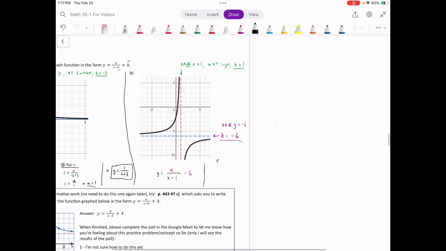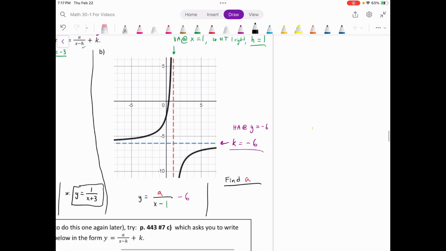So let's now, step 2, actually find our a value. How are we going to do it? Pick a point, any point. Just try to pick one that's nice and easy to see, and you don't have to estimate. For example, I see one here that looks pretty good. How about this guy? Bonus, because it's a y-intercept, which just makes the math a little easier because now x is 0. So it looks like it's at (0, -2).